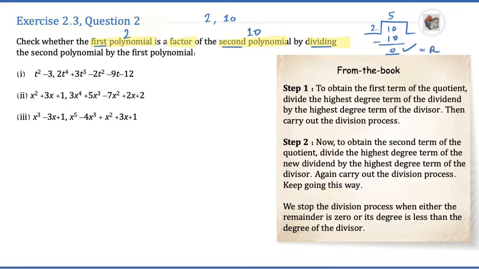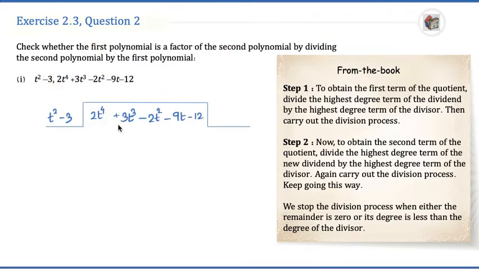So when is a number or a polynomial a factor of another? Well, it's a factor if upon division the remainder comes out to be 0. So that is precisely what we need to check here. These ones on the left we have to check whether they are factors or not, and these ones on the right are the dividends. These are what you will check by dividing with the first one. So let me just start with the first example here, first part here.